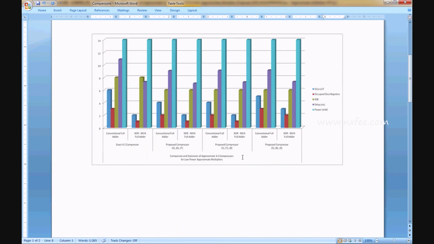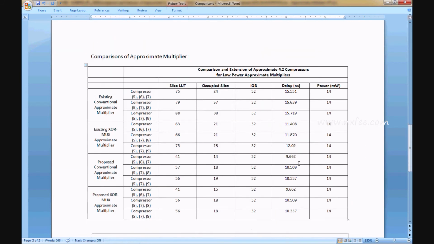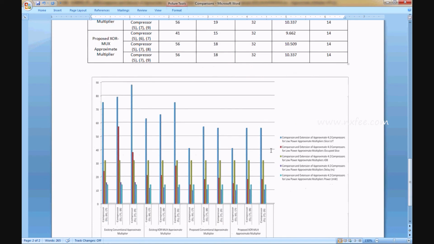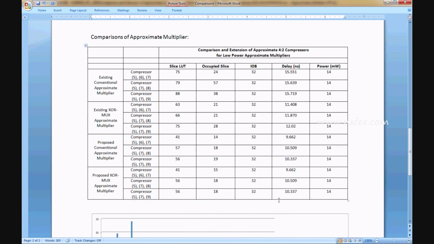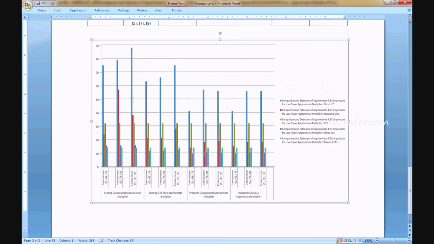And this is a comparison analysis chart. And this is a comparison of the approximate multiplier. Here we compared the existing conventional approximate multiplier and XOR-mux full adders based existing work with the proposed method and proposed XOR-mux full adders. So these are the overall comparisons. Here you can calculate the delay. The delay is reduced overall in the proposed method compared to the existing method, and this is a comparison analysis chart.